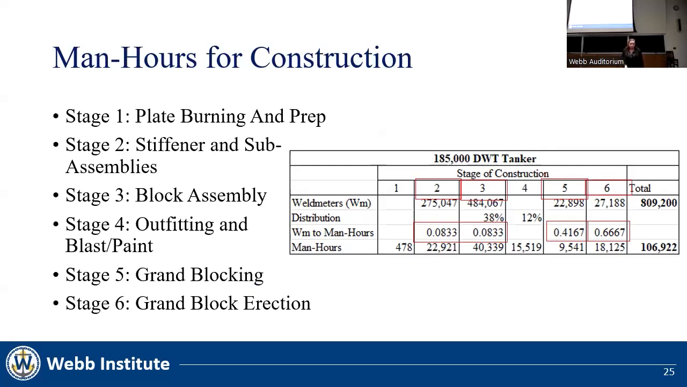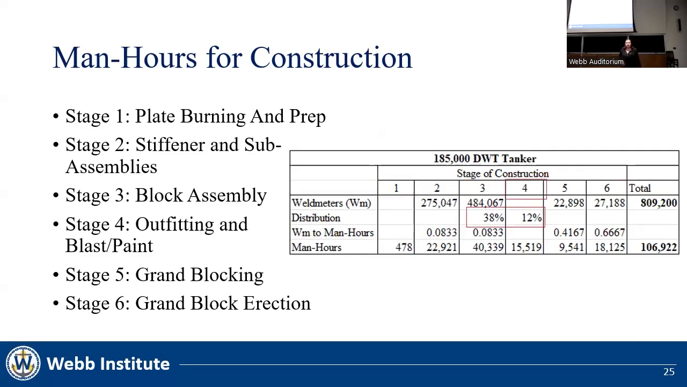Determining stages 1 and 4 is a little more difficult because there's no weld information given. For stage 1, it was assumed that the majority of the man hours would be in plate burning. I was given a plate burning rate of 50 parts per hour per burner with 5 burners, which correlates to a man hour total of 478.